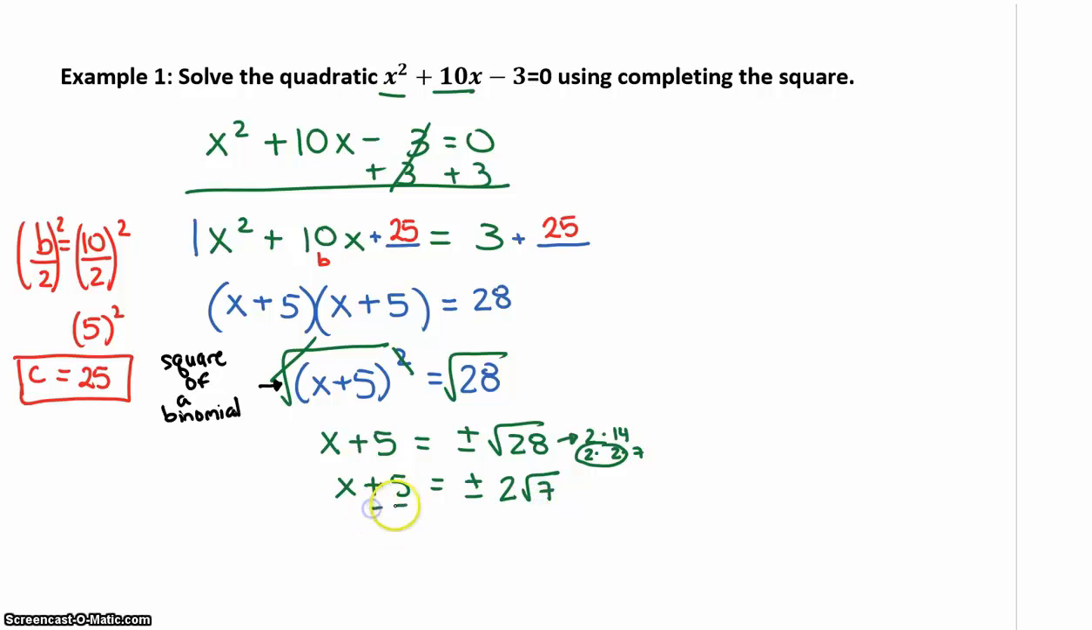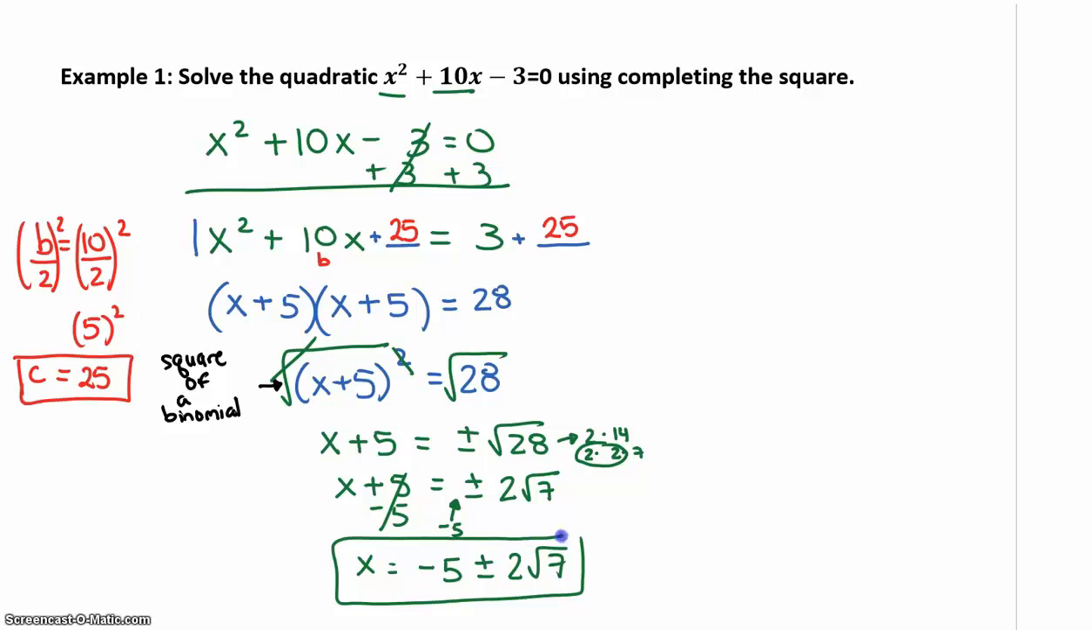I'm going to subtract the 5 to the other side. We squeeze it in right there, subtract 5. So x equals negative 5 plus or minus 2 square root of 7. And that's our final answer. We have solved the problem using what we like to call the completing the square method. Great job. Alright, let's go into the second problem.